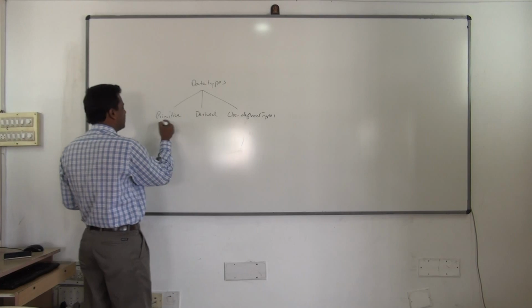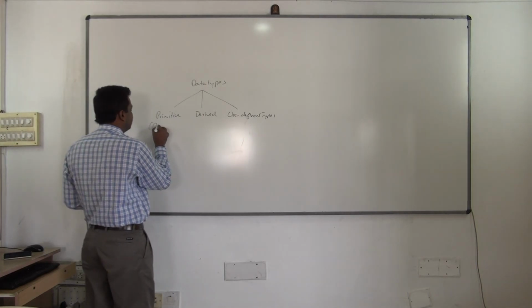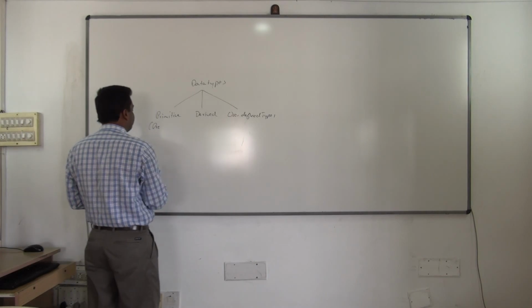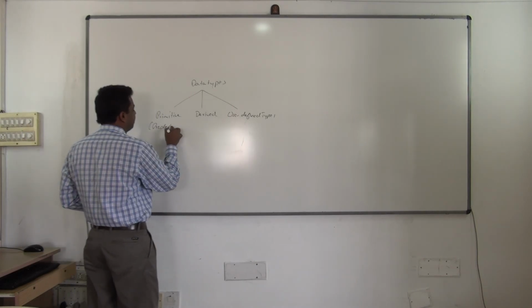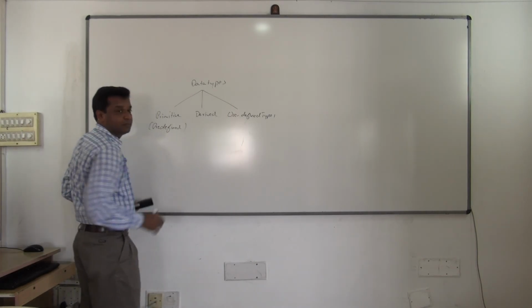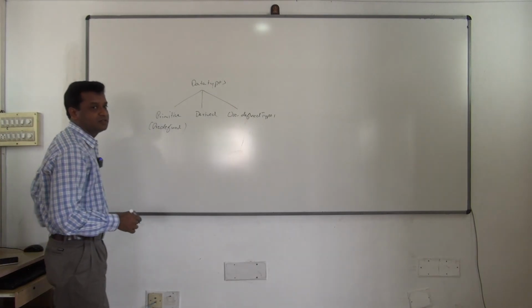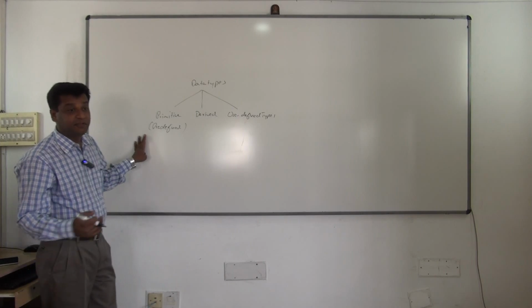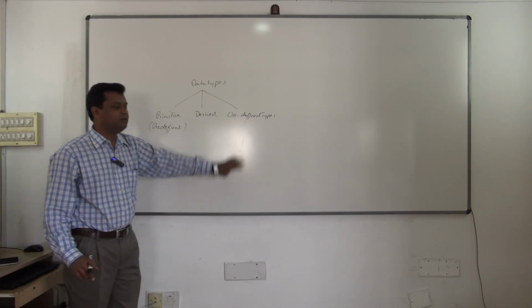These primitive types are also known as predefined. Predefined data types means it is defined by the language for you. Primitive data types are also known as predefined data because it's given to you by the language. Then derived, then user defined.